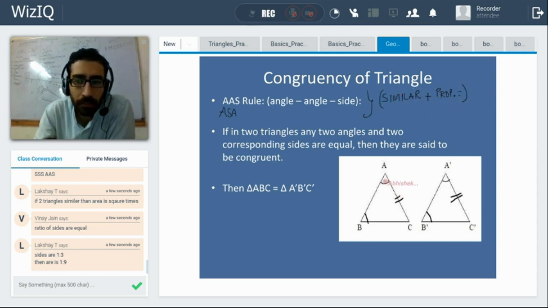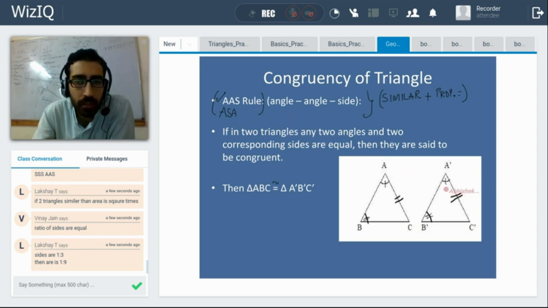For example, here, angle A is equal to angle A dash, angle B is equal to angle B dash, and the side opposite angle B, which is AC, is equal to the side opposite angle B dash, which is A dash C dash. So just this much will prove that the triangles are congruent. You can give it whatever name you want. What I just explained is known as AAS. ASA is slightly more specific, but you don't really need to get into more details.